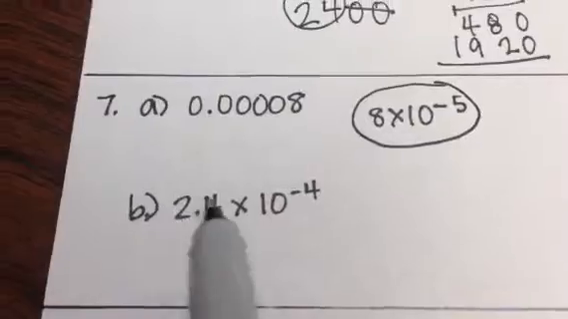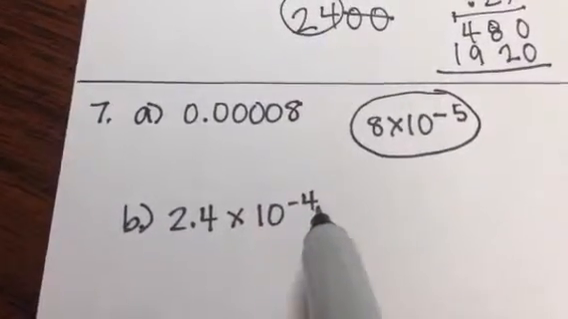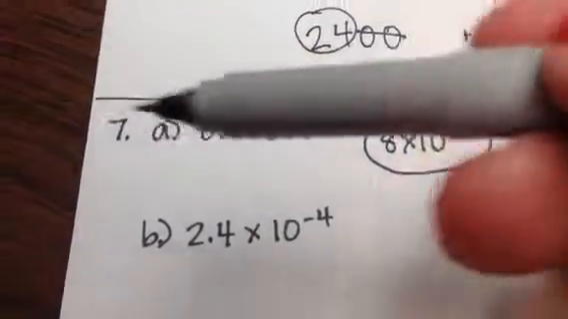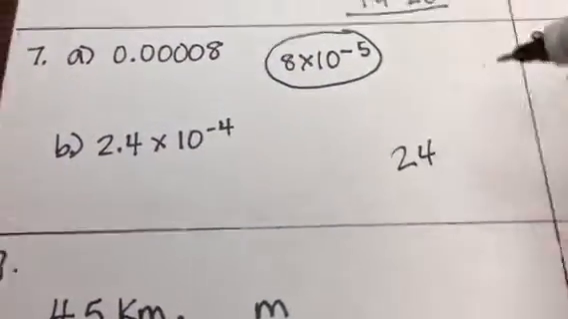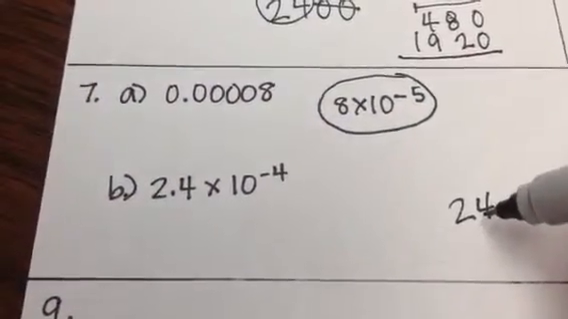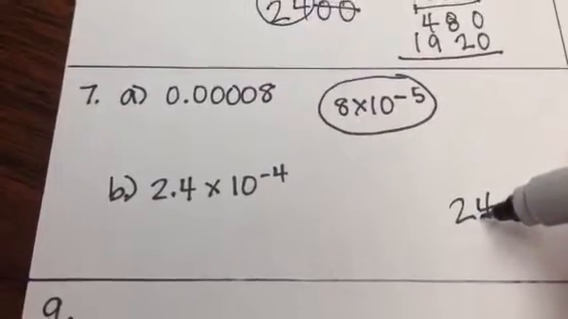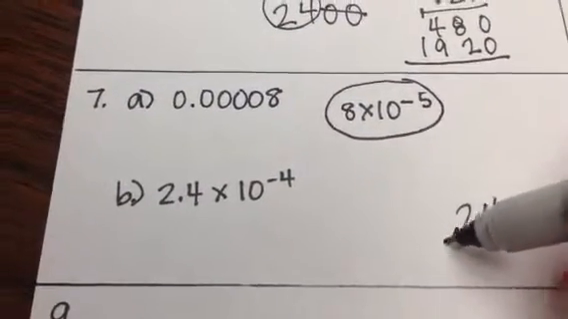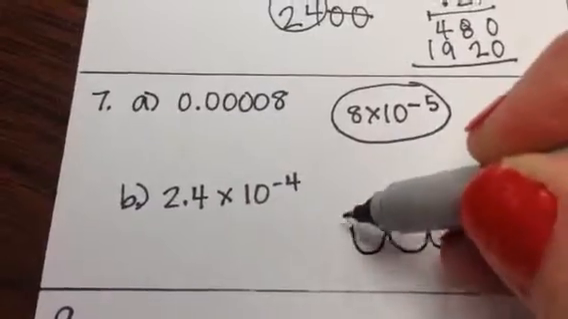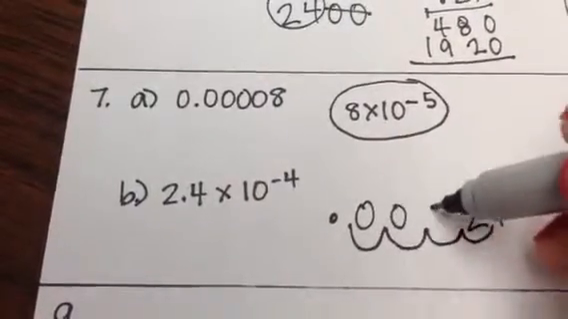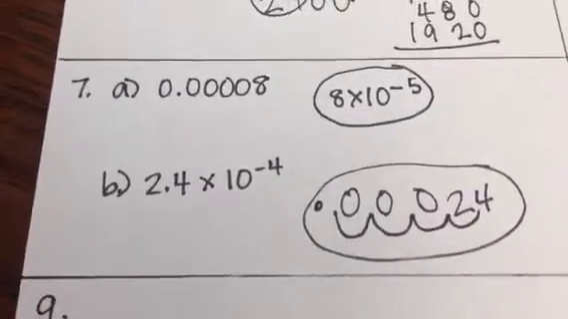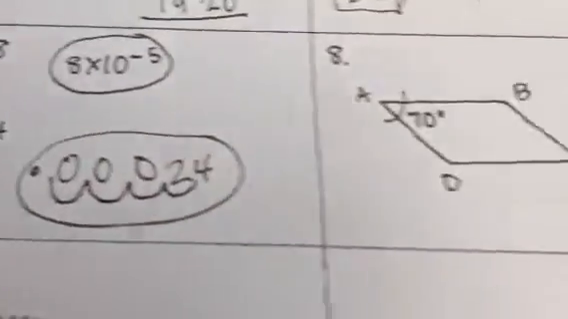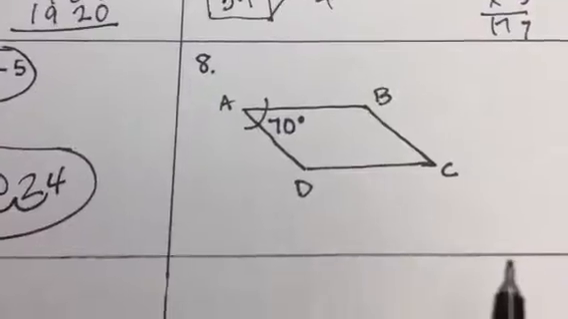Now I have to put this number in standard form. It's a -4, so my decimal is going to go to the left. So I'm going to start over here, 2, 4. And I remember that my decimal started right after 2, right? So I'm going to go 1, 2, 3, 4. Bam, bam, bam. That is my answer, 0.00024.